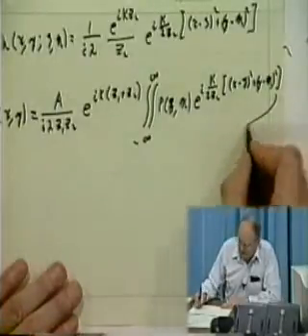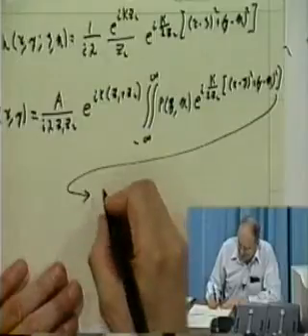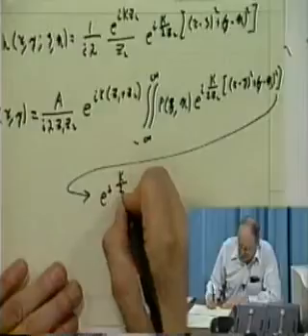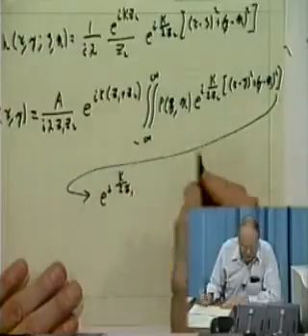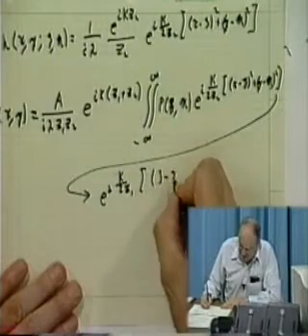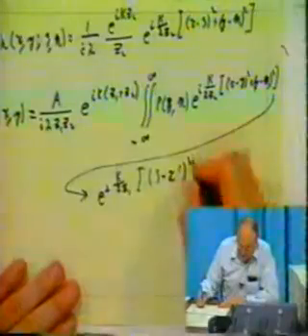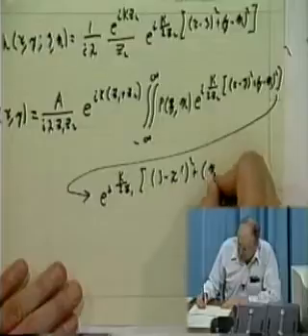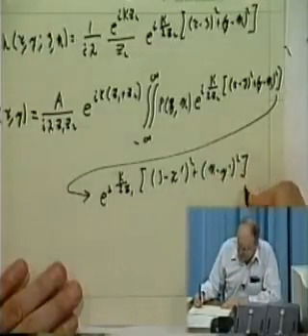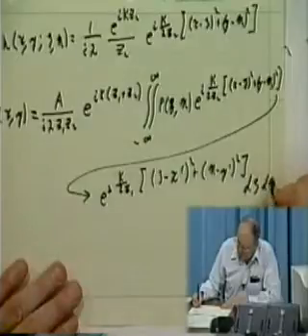And then coming down here, e to the i k over 2 z1 times squiggle minus x prime squared plus eta minus y prime squared, d squiggle, d eta.